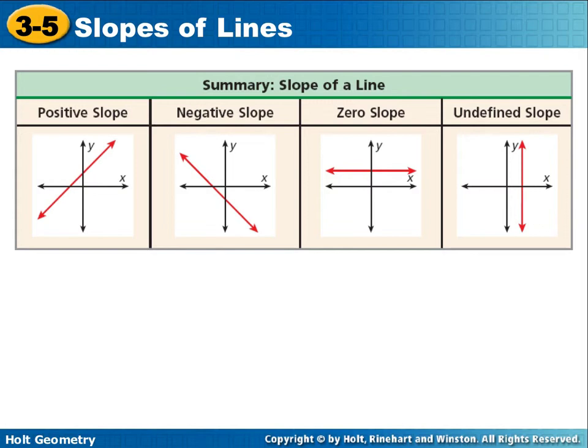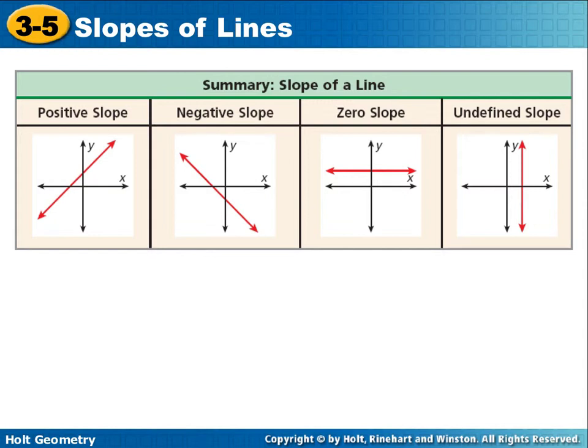And then the undefined slope, it's a vertical line. Vertical line. What kind of a fraction would you get when you do the slope there? Look at the board if you need a reminder. What's an undefined end up like?